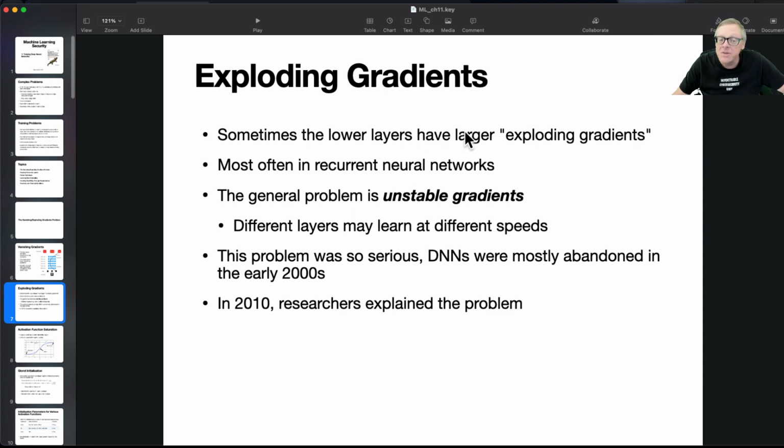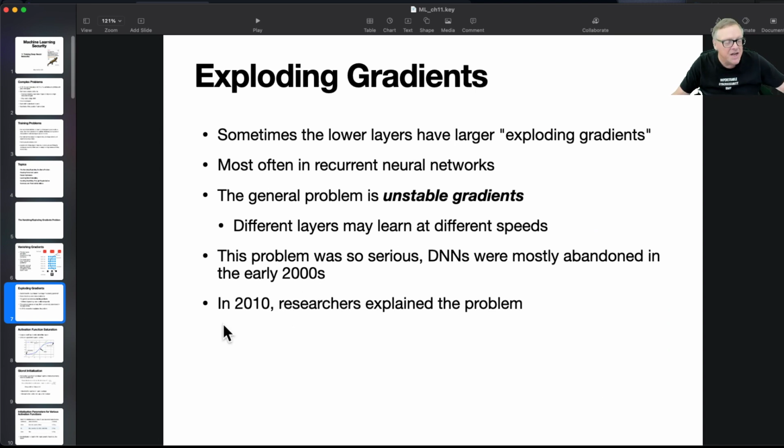There's also one called exploding gradients. This can happen sometimes where you have one layer where the gradient is much larger, and that would have the same effect. You'll just be focusing on those parameters and not fixing the next. In general, the problem is different layers learn at different speeds. And this was so serious that deep neural networks were considered essentially useless in the early 2000s. And like some of you have said, and I've said too, I kept running into machine learning now and then in my scientific work, and it would look promising, but it would sort of fizzle out and not go anywhere because there were these big problems that meant you couldn't really get anything done.